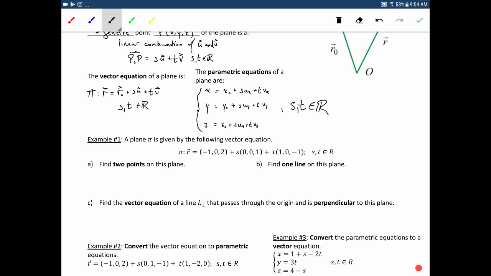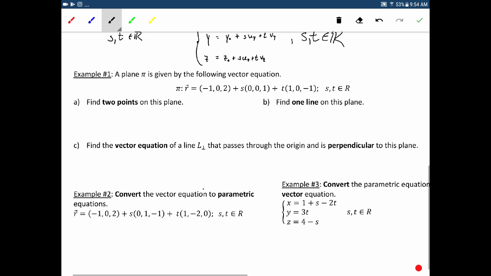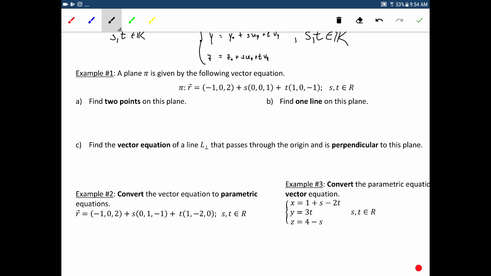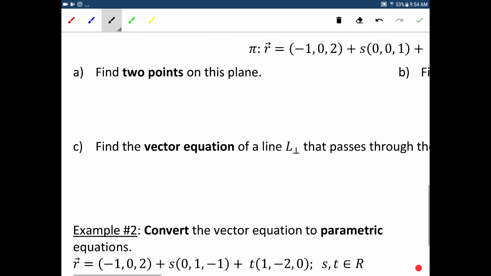All right, so here we go. Let's take a look at a couple. We'll start with some simple examples. So we got a plane pi, and it's given by this equation. So we need to find 2 points on the plane. Well, the first point is easy, of course. First point, we could just use that starting point. So we'll say that there's our first point.